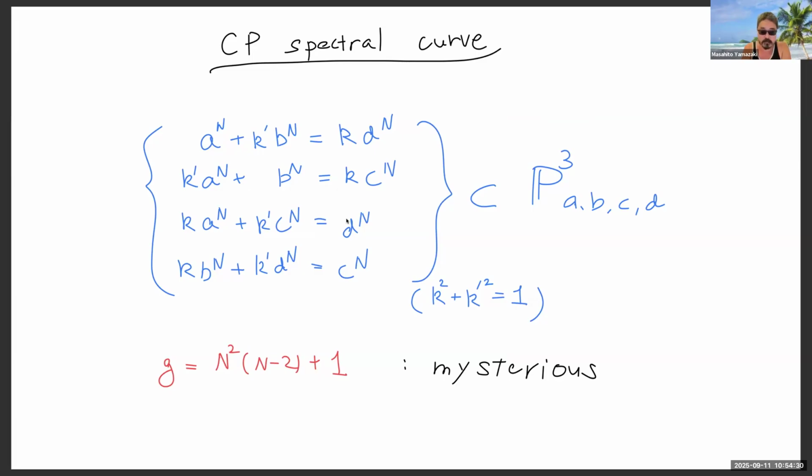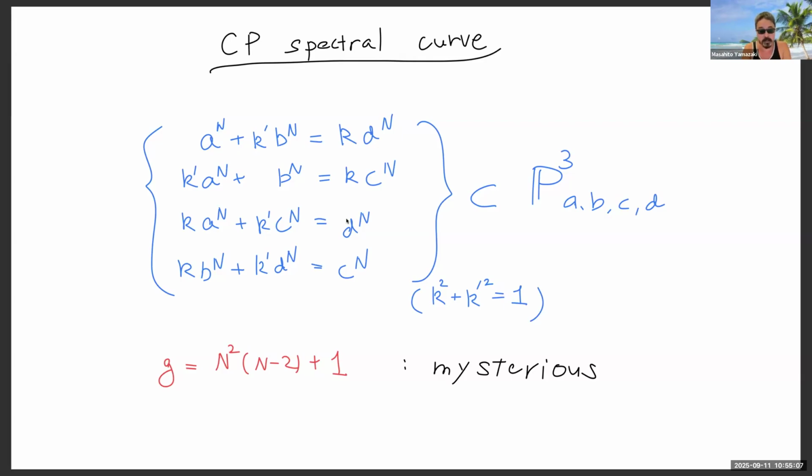And there are some parameters of the curve, which are k and k prime. But you can fix k and k prime to particular values. And you can compute the genus, and the genus is N^2(N-2)+1, where capital N is the number of components of the spin. So it's a Z_N spin. So this is the Chiral Potts model spectral curve, and it was mysterious, and it still is extremely mysterious where this curve comes from. It's a very mysterious curve.